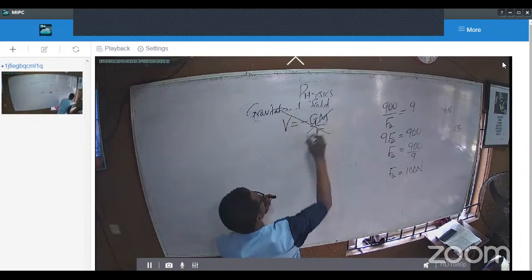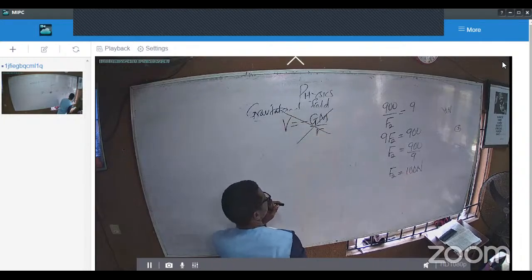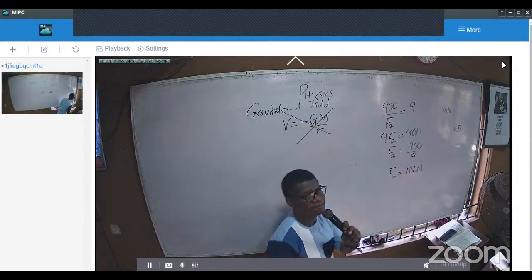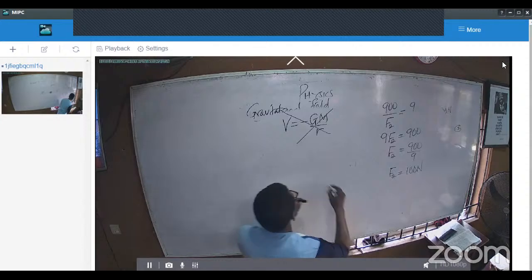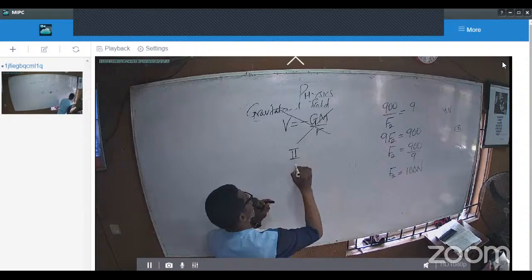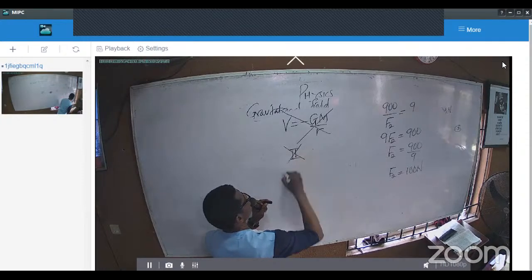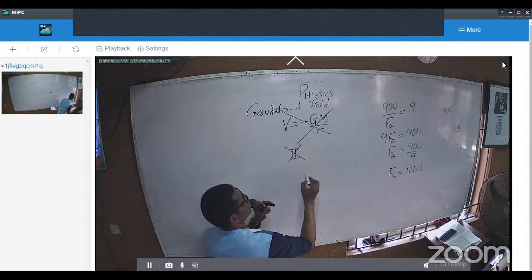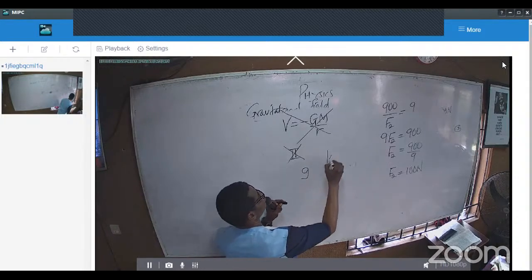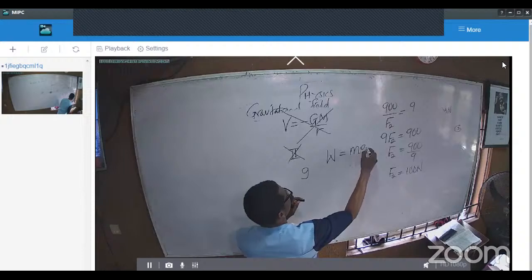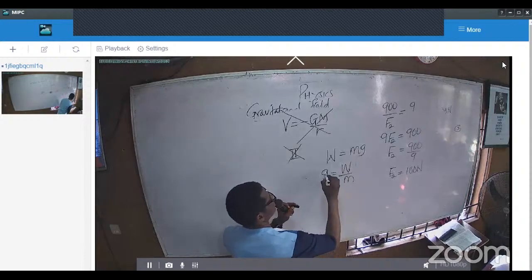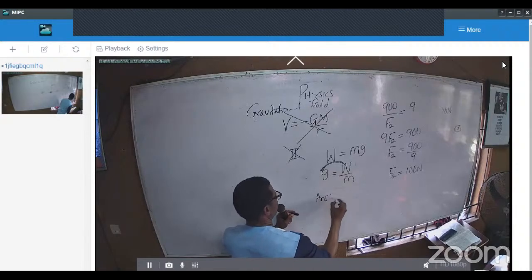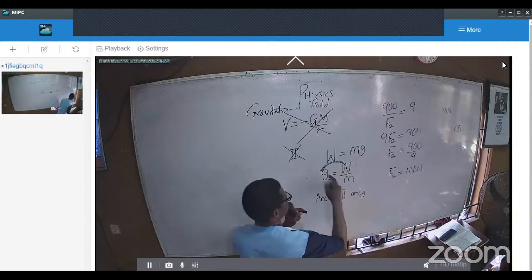What's remember 2? Any field is a vector. Any field is a what? So remember 2 is out. It's wrong. What's remember 3? We wrote something today. Everybody knows that weight is mg. So our g will now be W over m. That means gravitational field is proportional to the weight. That's correct. So the answer is 3 only. Proportional to the weight of a unit mass.